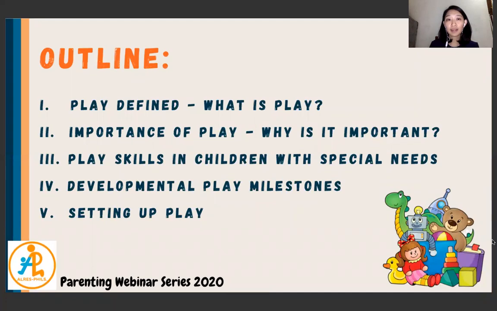Here's our topic outline. We would first define what is play, find out its importance. We would also look into the play skills for children with special needs. We would have a short discussion on the developmental play milestones. And lastly, how parents could set up play and what are the things to remember to fully engage in play.